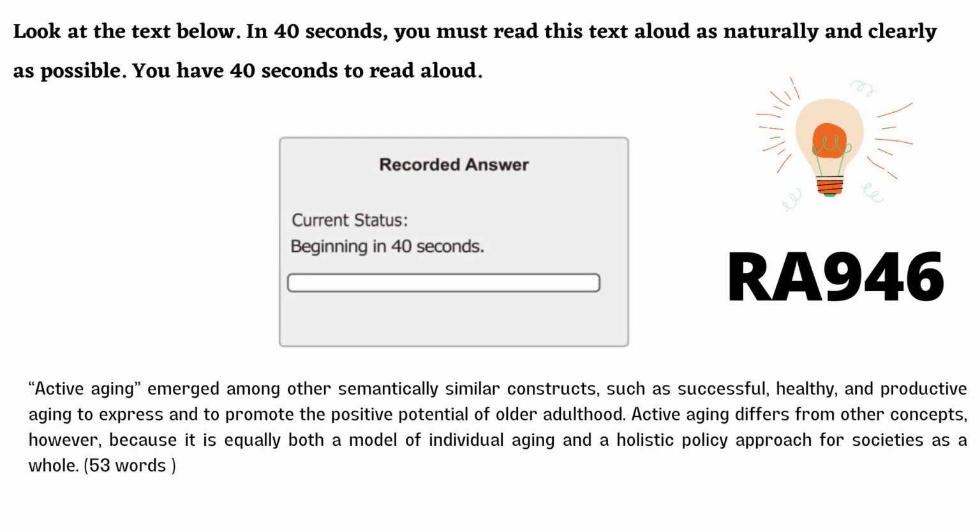Active aging emerged among other semantically similar constructs, such as successful, healthy, and productive aging, to express and to promote the positive potential of older adulthood. Active aging differs from other concepts, however, because it is equally both a model of individual aging and a holistic policy approach for societies as a whole.